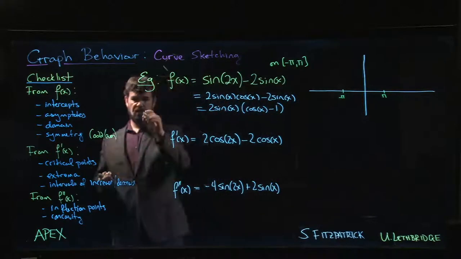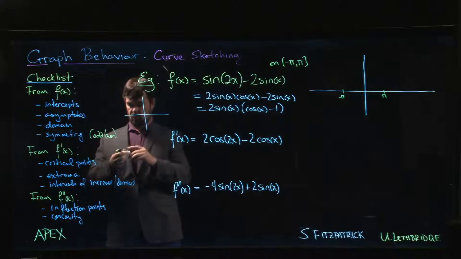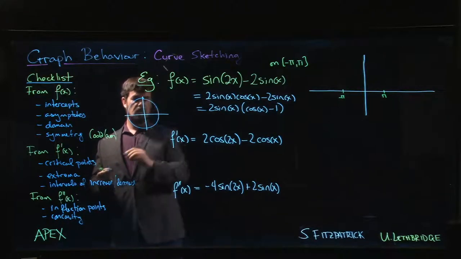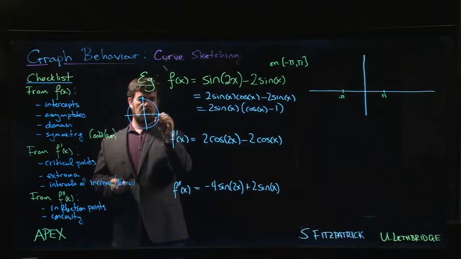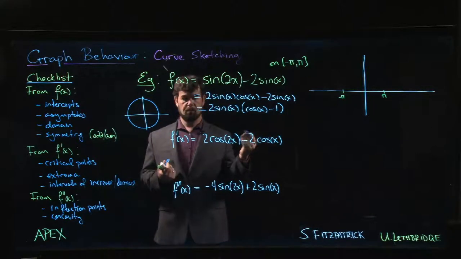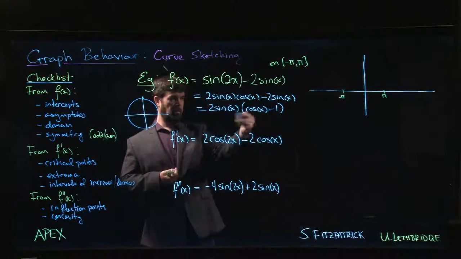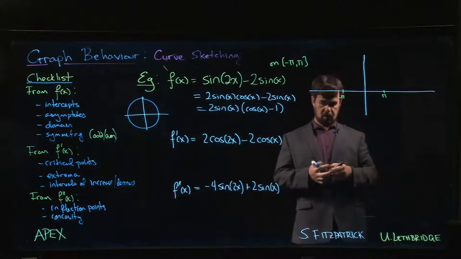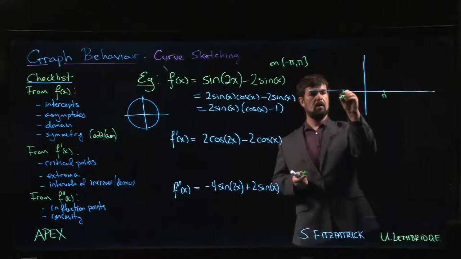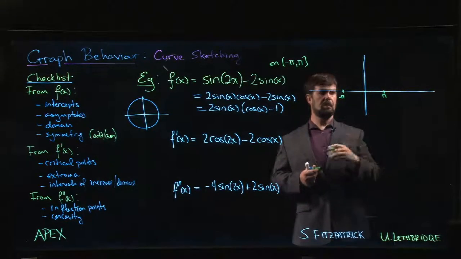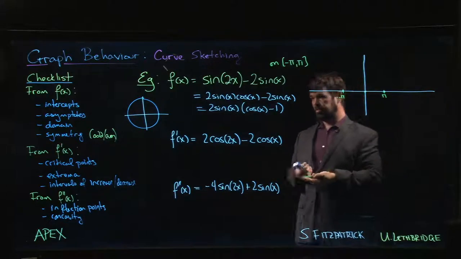Now we know that cosine is equal to 1, right? When? Let's give ourselves a little unit circle to refer to just for help, right? Cos is equal to 1 over here, right? Multiples of 2 pi. Sine is equal to 0 at multiples of pi. So we know that in fact both of these are covered by just multiples of pi, right? So we know that minus pi is an intercept, 0 is an intercept, pi is an intercept. We've got those 3 intercepts.